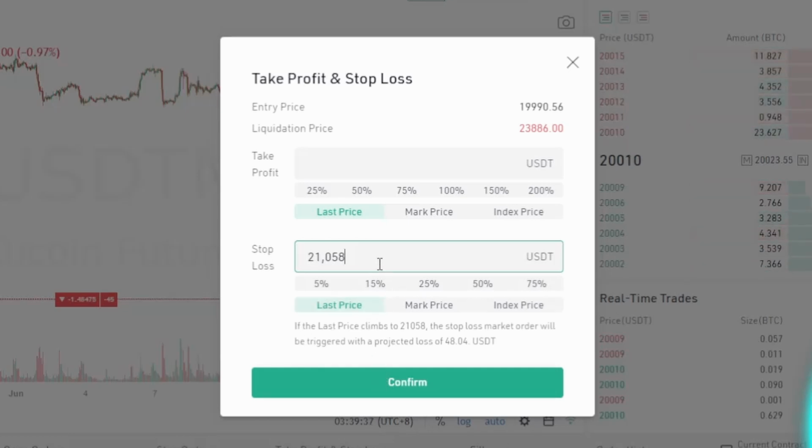I want to just get out of the position and cut my losses, which is the point of a stop loss, right? To lose less money this way than to let it go all the way to your liquidation price potentially, which would lose your entire position. So if we put in this 21,058, before I even confirm it, it tells me down here what my estimated loss will be. It says if Bitcoin goes up to that price of 21,058, it will trigger a market order and I'm projected to lose around $48.